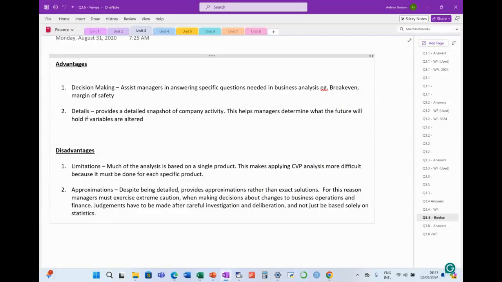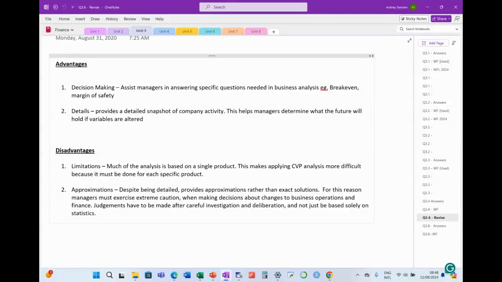We could go on, but that's just one example. Then disadvantages, the limitations. Much of the analysis is based on a single product. This is very, very true. This makes applying cost volume profit analysis more difficult because it must be done for each specific product. Like now we were doing the whole aggregate break-even.